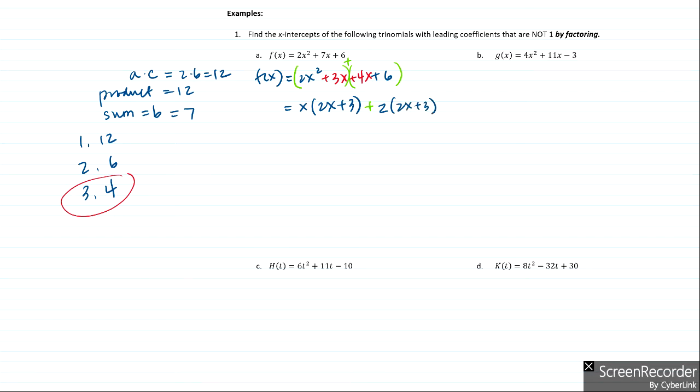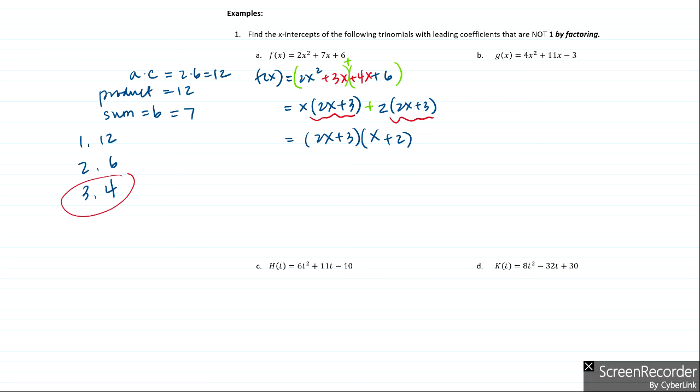Once we go through this process, you should always see that there is an expression shared in common by the two groups. That's what allows us to continue with factoring by grouping. Once we go through this, we can take out 2x plus 3, and we're left with x from the first group and positive 2 from the second group. That will be the factored form.